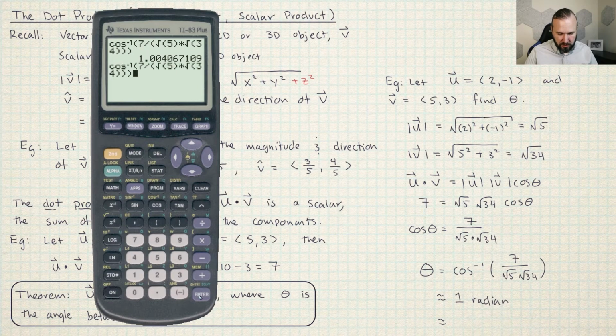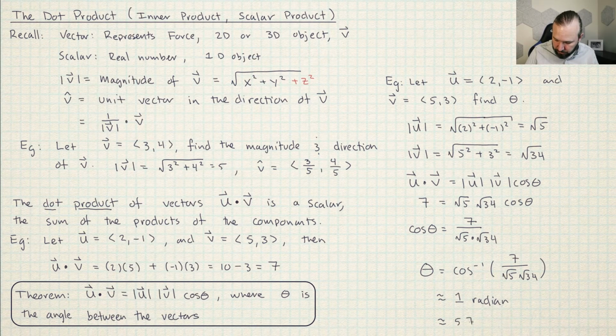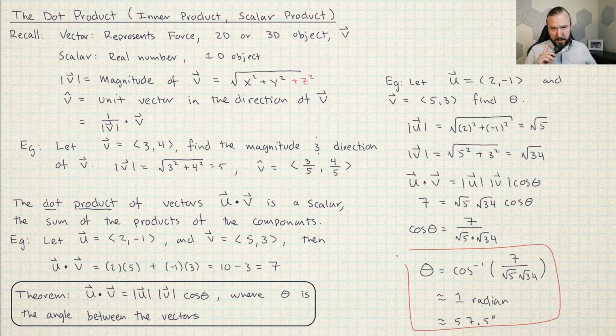And then I should just be able to push second enter and it'll bring it up again. So I got about 57.5 degrees. This is really a phenomenal result. I mean, if you look at what we've done here, at the end of this, I have done something that is really a geometric process. I've really measured the angle between two vectors.